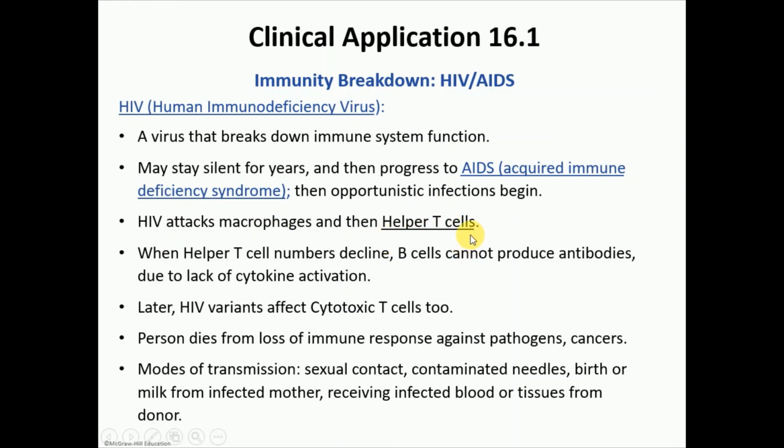Remember that the helper T cells are responsible for activation of the rest of your cells, so activation of B lymphocytes and cytotoxic cells. When HIV paralyzes your helper T cells, you have basically paralyzed the whole immune system. The causes of death would be due to the loss of the immune response against any pathogen, and cancers start to develop in these patients. Modes of transmission of HIV are sexual contact, contaminated needles, birth or milk from infected moms, or receiving infected blood or tissues from a donor. That concludes chapter 16.